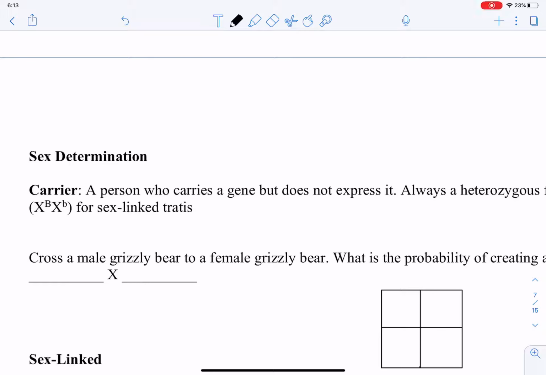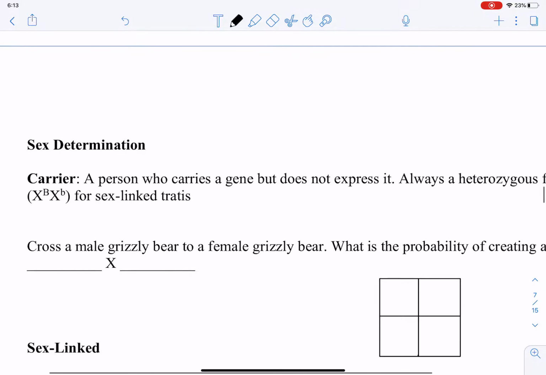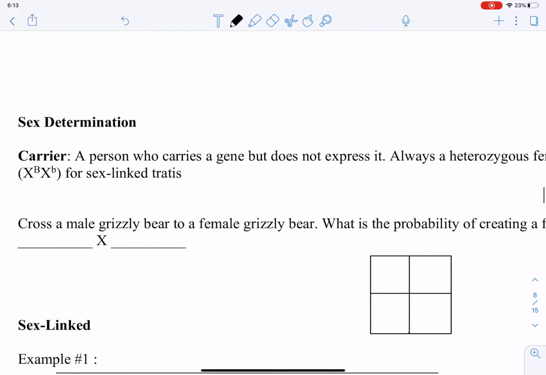Hey guys, this video is for sex determination, so how we can figure out through Punnett squares when two parents have a child, if it's going to be a boy or a girl, as well as sex-linked traits, which we can track in sex chromosomes from females and males. All right, so we'll talk about carriers in one second, but before we do, we just want to look at the bare bones of sex chromosomes in a Punnett square.